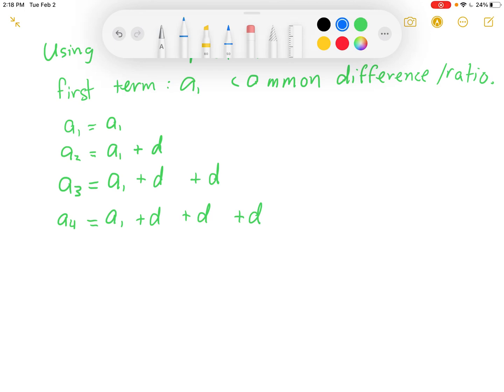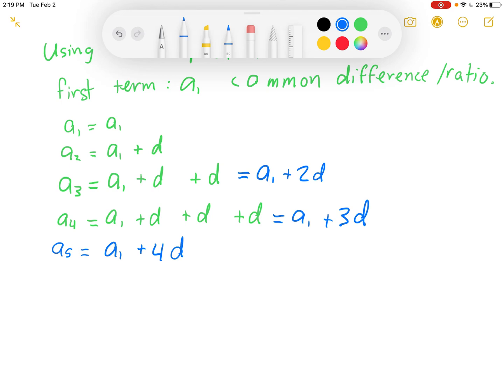I'm going to go ahead and rewrite some of the information that we already have in a slightly different way. This is the same thing as A1 plus 2D. And this is going to be the same thing as A1 plus 3D. We're simply taking adding and turning it into multiplication. Let's take a wild guess on what A5 might be. I have a feeling if we were to write that out, you would end up with A1 plus 4 of our difference, or 4 times the difference.